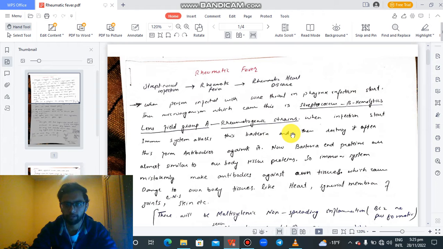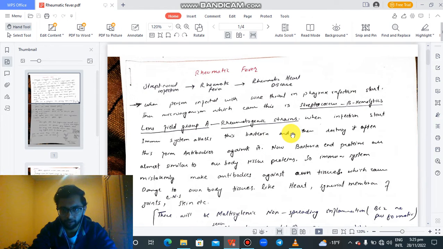So rheumatic heart disease we will discuss in detail in cardiac pathology, in which we will discuss each part in detail, like rheumatic pericarditis, rheumatic myocarditis, and rheumatic endocarditis. But now we will just discuss generally about rheumatic fever, how this will happen.